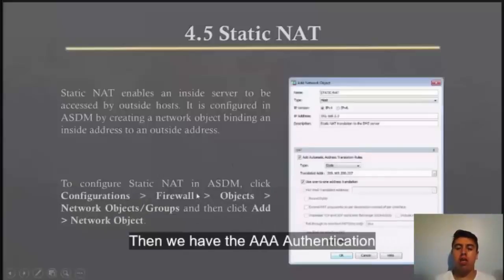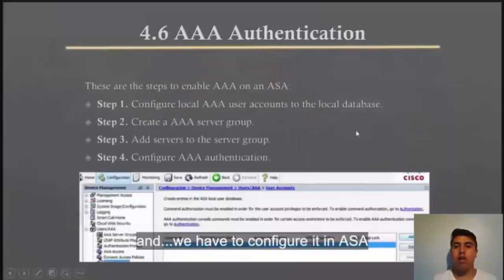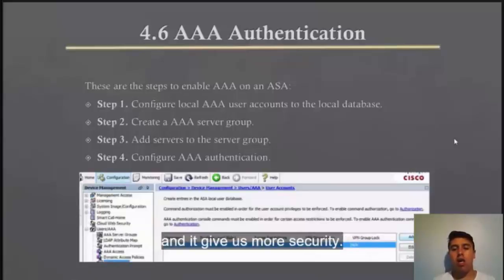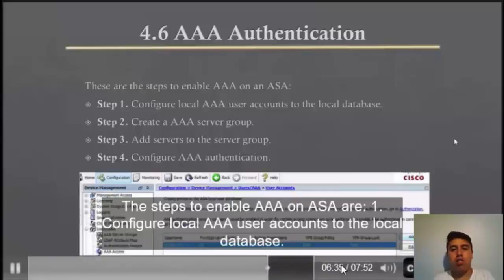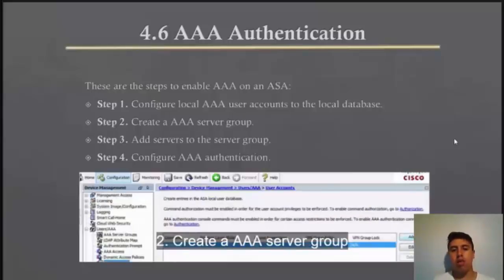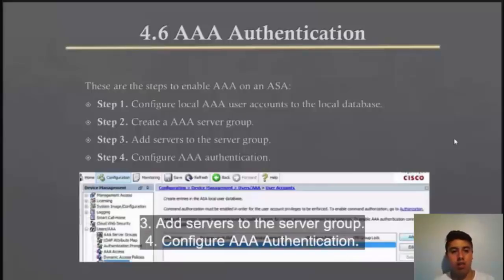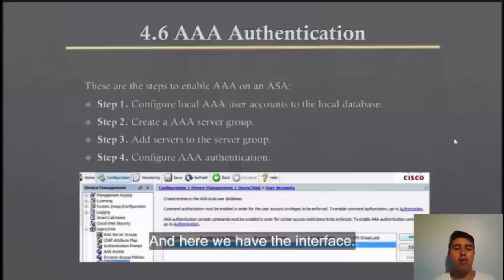Then we have the AAA authentication, and we have to configure it on the ASA, and this gives us more security. The steps to enable AAA on ASA are: Step 1, configure local AAA user accounts in the local database. Step 2, create a AAA server group. Step 3, add servers to the server group. And step 4, configure AAA authentication. And here we have the interface. It's really easy too.